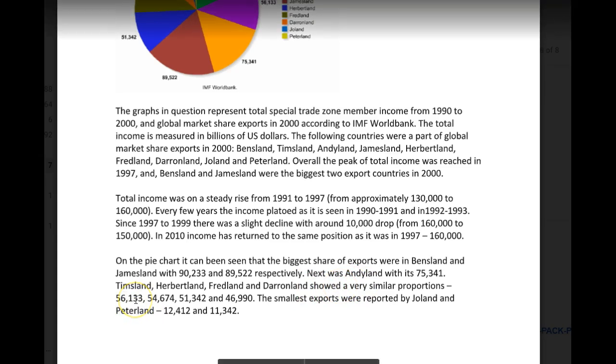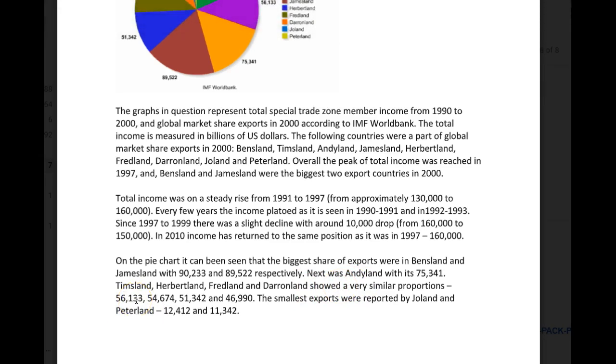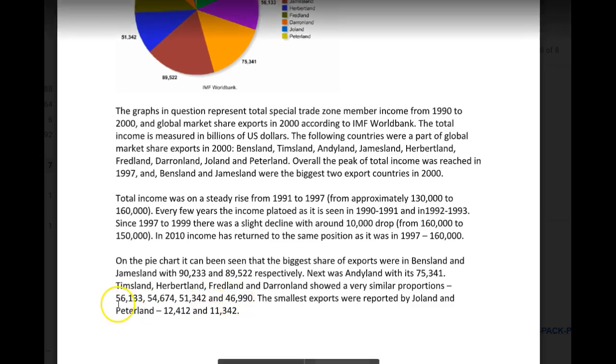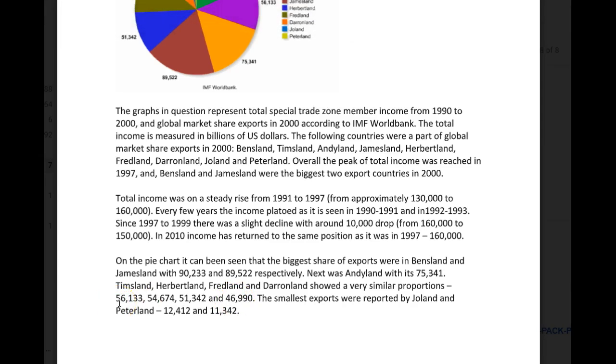You know what? You're giving me tons of data here. There's really no need for it. You could have just given a range, which would be so much cleaner, I think, because these are really, really specific numbers. So you could have just said between 46 and 56,000, okay? Which I think would have been better than all these little numbers. The smallest exports were reported by Joe Land and Peter Land, this and this.